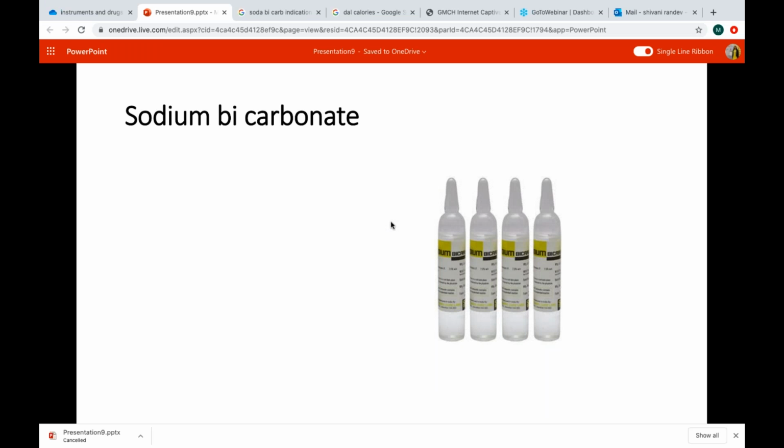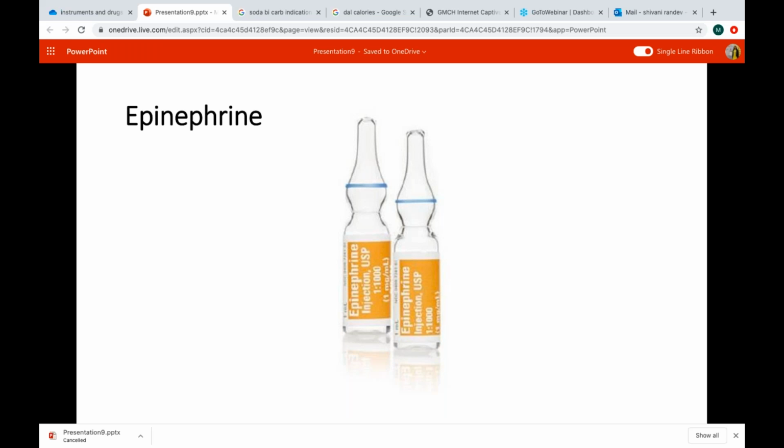Then in renal failure. Then epinephrine, where is it used? This is what an ampule looks like. This is a glass bottle which needs to be broken before use. So this is an ampule.